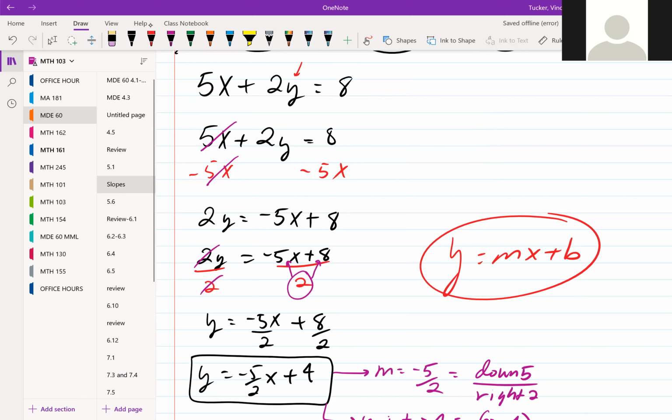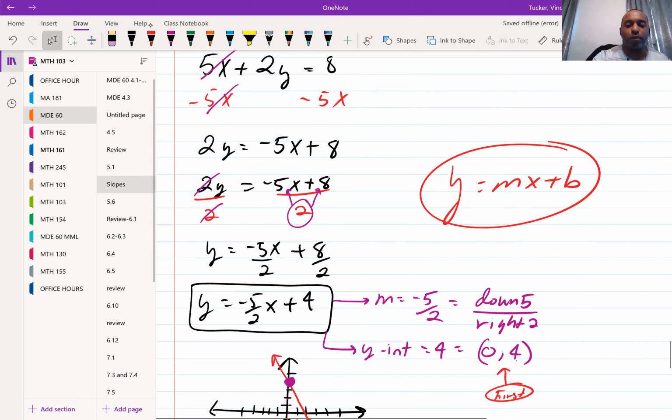All right. So we have our two pieces of information that we can extract from this equation. Inflection of your voice. So negative 5 over 2 is our slope. The y-intercept is 4. So that means our y-intercept coordinates will be (0, 4). And then I have negative 5 over positive 2, so that's down 5, right 2.